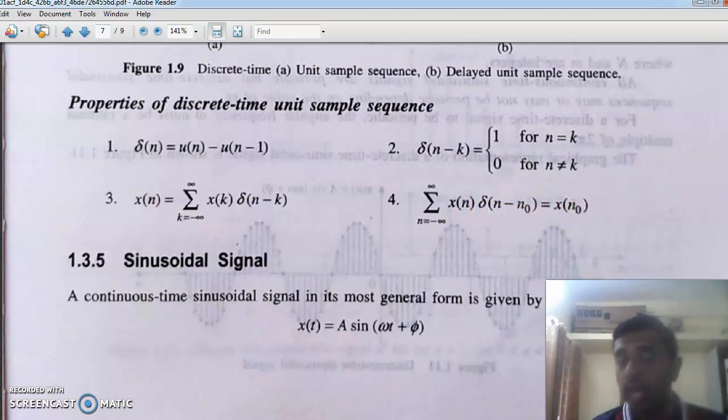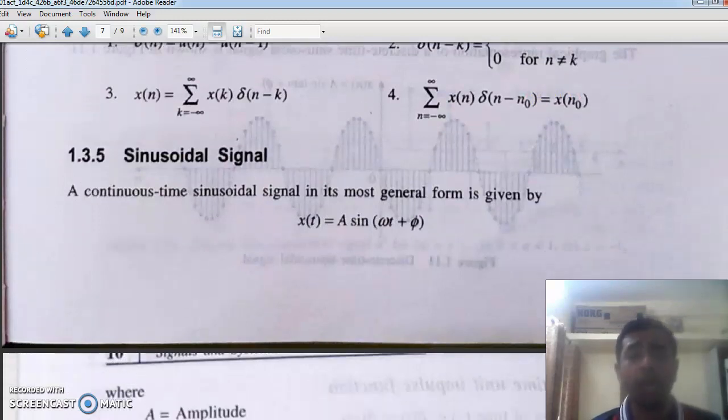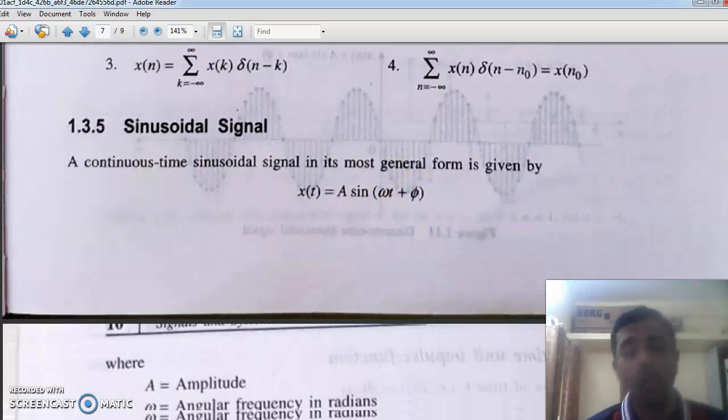Now coming to the next important signal, that is the sinusoidal signal. The sinusoidal signal is a very, very well-known signal. We have seen it many times in AC fundamentals. That is, x of t equal to A sine of omega t plus phi. A defines the amplitude. It's a sine function, a sinusoidal variation. Omega is nothing but the angular frequency. The variable is time, and phi is the phase difference. These are well-known quantities, so they need no explanation.